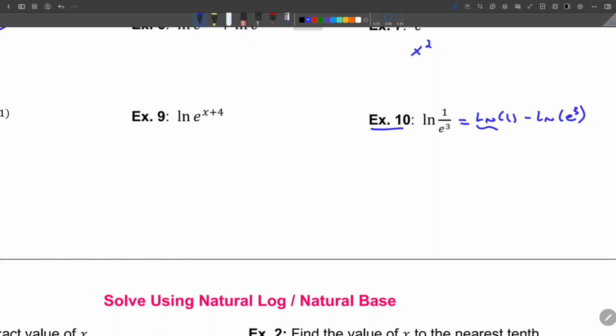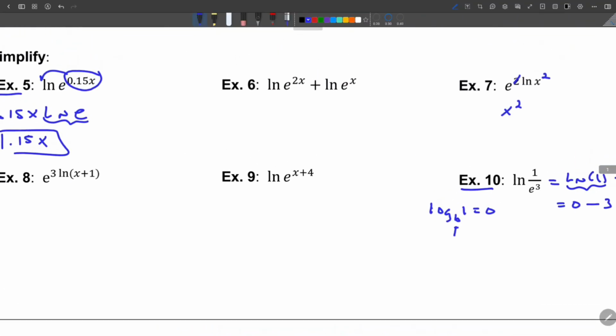This is one of our properties from the first half of this unit. Remember, log base b of 1 is always equal to 0. It doesn't matter what the base is. If we're taking the logarithm of 1, this is 0. So the natural log of 1 is 0. Minus, the natural log of e cubed, e to the 3rd power, is just 3. And we're left with negative 3. That's not too shabby.